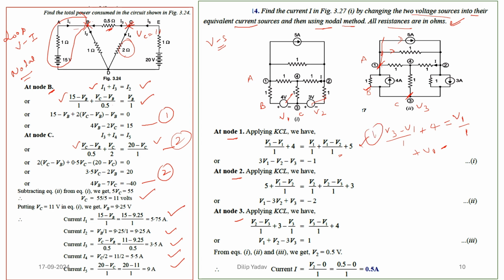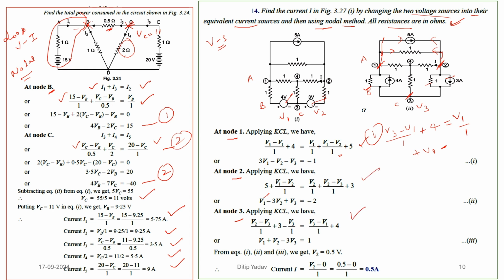Now coming to node 2. Where is node 2? This one. So how many of them are there? The current I is flowing this way, and this has been transformed into two forms, that is 1 and 2, and this is going to this point also. So it will be this and this. How are we going to write it? We will write this: the 5 ampere current is coming inside, plus V1 minus V2 divided by this. This will be the second equation.